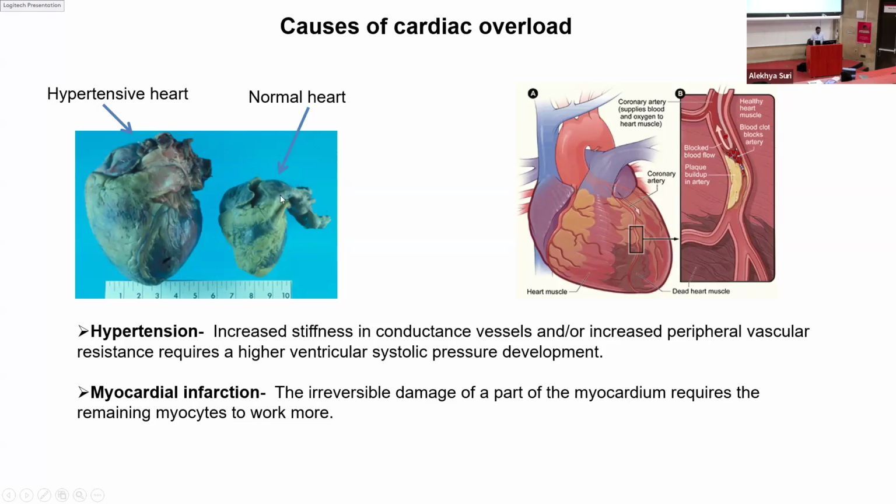So you can see this is a normal human heart and this is a hypertensive heart. So the hypertensive heart is usually very, very big. So this type of hypertrophy is called pressure overload induced hypertrophy.